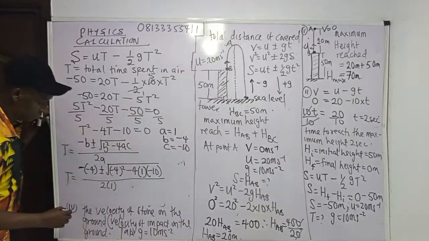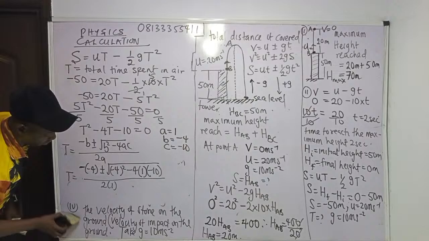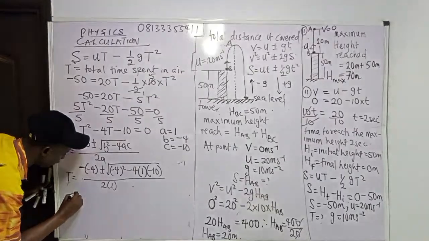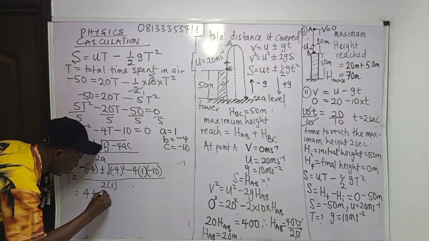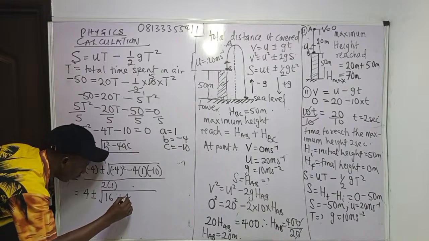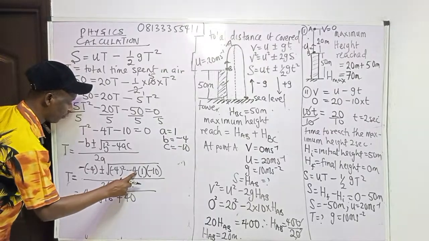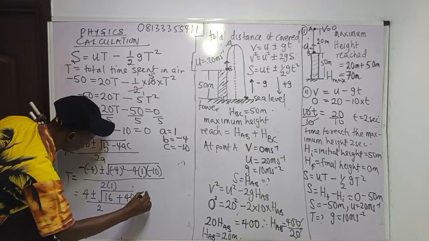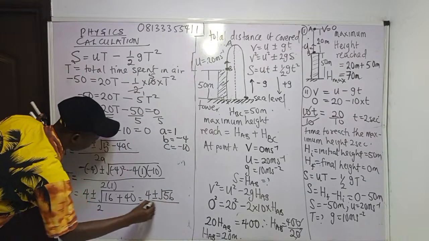Don't forget, the last question we have to solve is the velocity of the stone on the ground. So we will remember that. So this one will be 4 plus or minus the square root of what? 16 plus 40. That means minus times minus is plus, and 4 times 10 is 40. Divide by 2. So this one gives us 4 plus or minus the square root of 56, divided by 2.